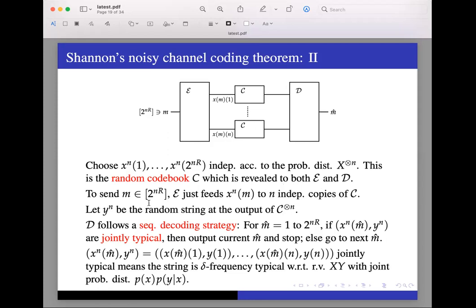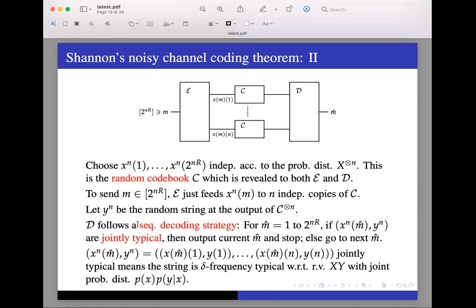The encoder is very simple. To send a particular message, the encoder just takes the code word corresponding to that, which is some xn in brackets m, and feeds it to n independent copies of the channel. Now the channel produces some output. So the output is a probability distribution over n tuples of y. Let us say y to the power n is the random string at the output of n copies of the channel. Now the decoder D follows a deterministic sequential decoding strategy.